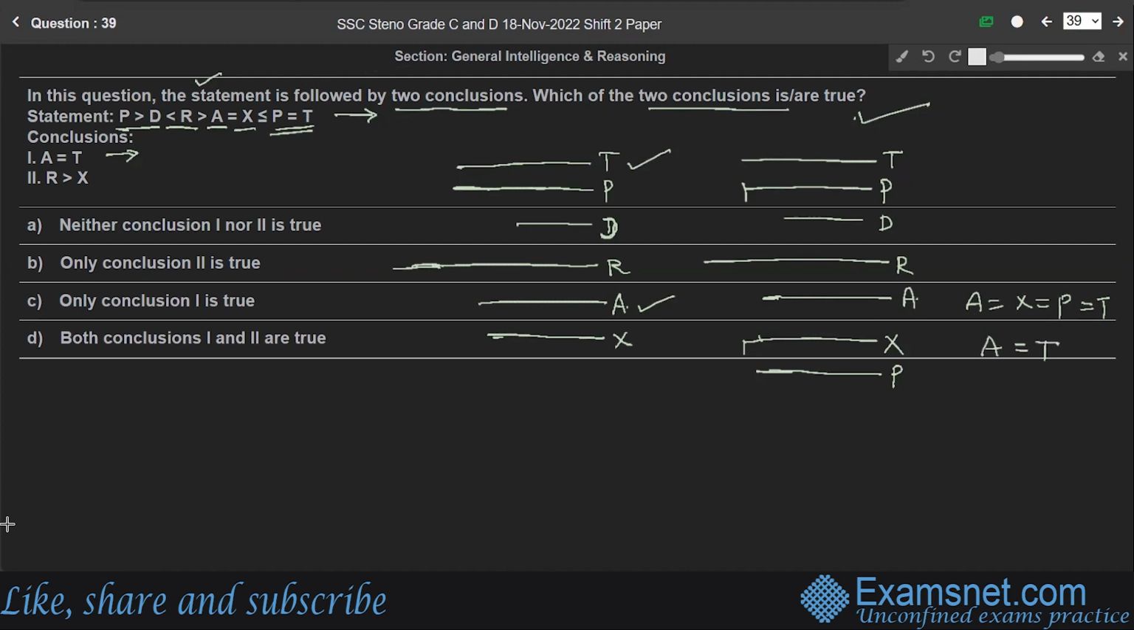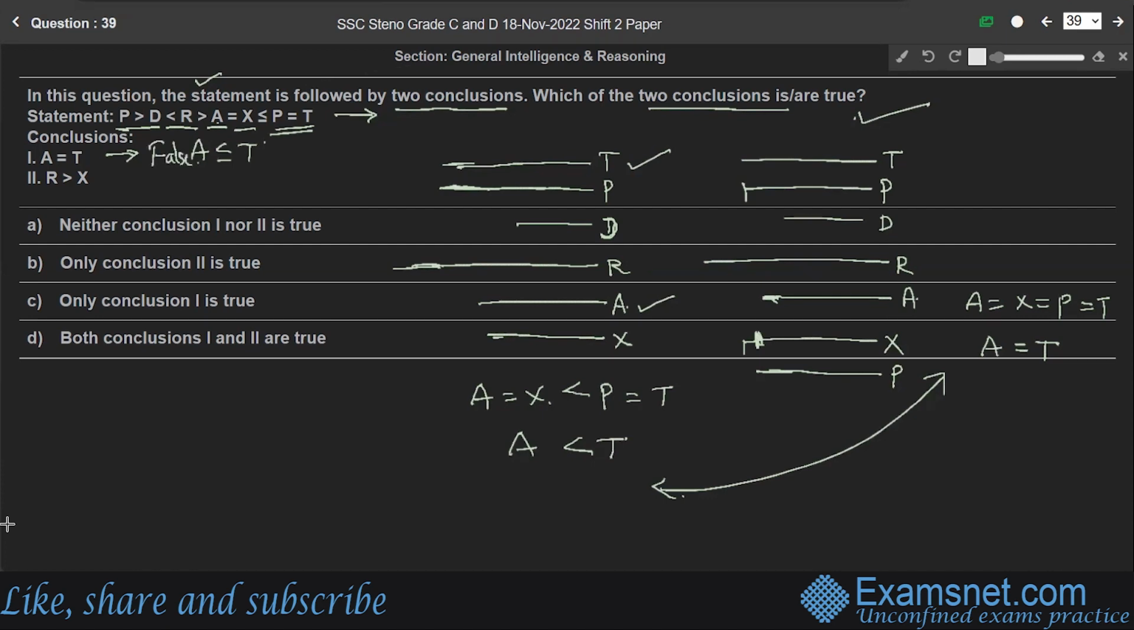Whereas in the first case, A is equal to X, and X is less than P. So we have to consider a greater line P here. Only P and T are equal. So X is less than P and P is equal to T. Therefore, strictly A is less than T in the first case. Therefore, we cannot conclude A is equal to T in conclusion 1. A is less than or equal to T, we can conclude. Therefore, the first conclusion is false.